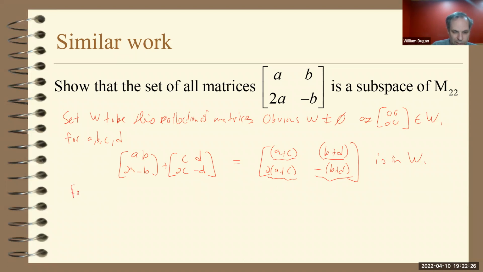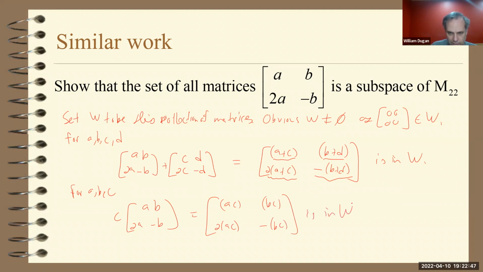For A, B, and C, C times A, B, 2A, negative B is equal to AC, BC, 2AC, and the opposite of BC. And that is in W because it has the correct form. So that shows that this particular collection of matrices of this form is a subspace of the set of all 2x2 matrices, where we're inheriting the normal matrix addition, and we're inheriting the normal scalar multiplication of matrices with scalars.